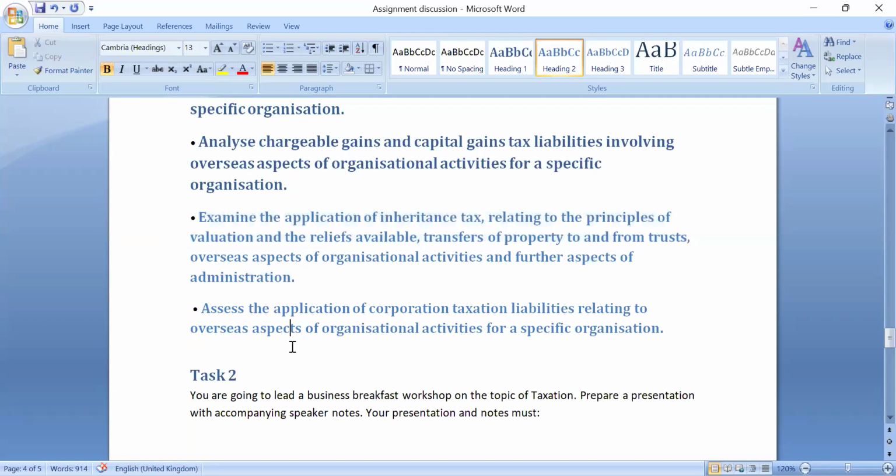So assess the application of the corporation tax liabilities. Yes, so we can look around the corporation tax. We can look around a discussion of where the head office has to pay the tax, and we can look around if there are losses, how we can transfer.